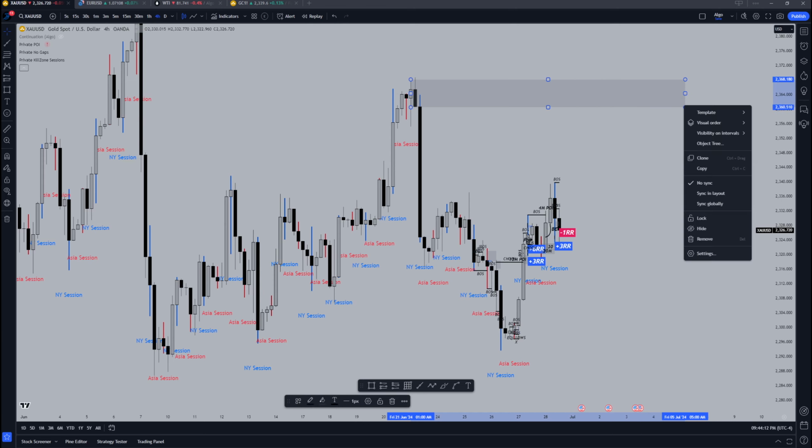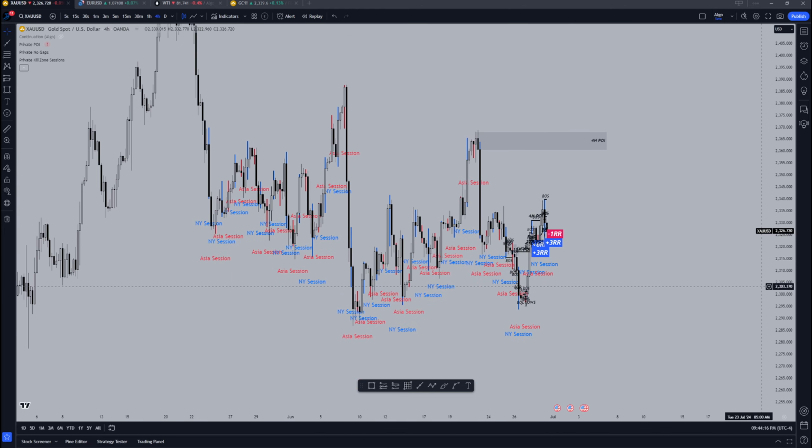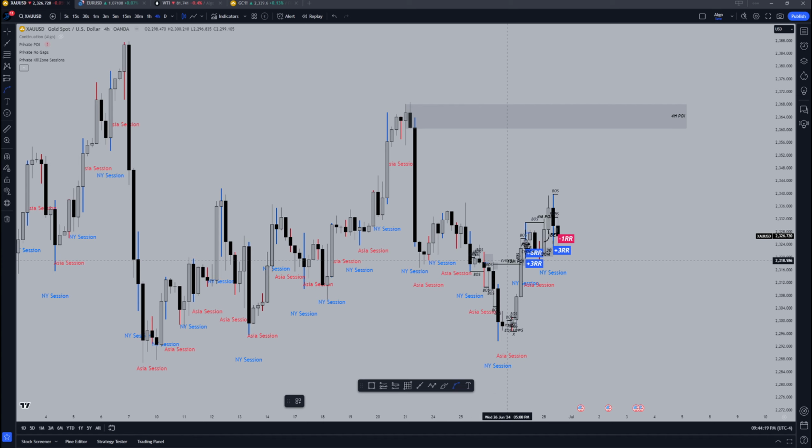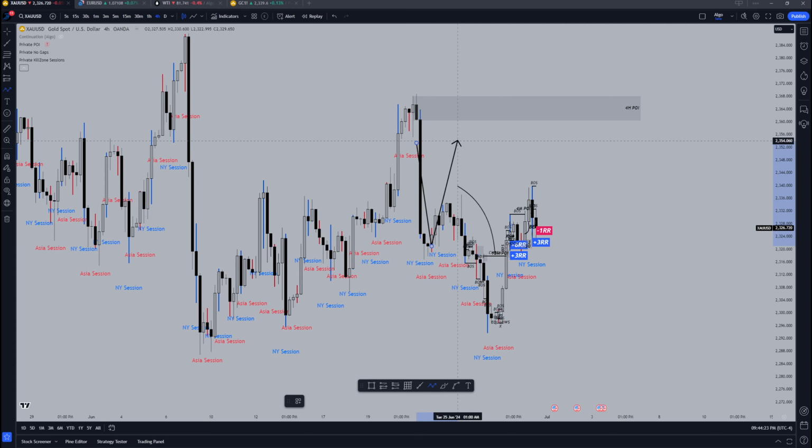We have an origin up here, 4 hour. Okay. So this is going to get filled at some point. And I think that's where price is heading to right now because on 4 hour, all I see is this is an inducement because price never pulled all the way back and then break the low.